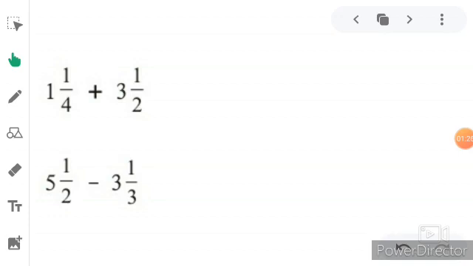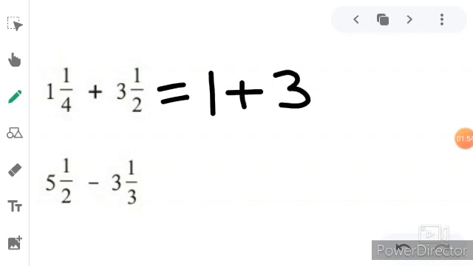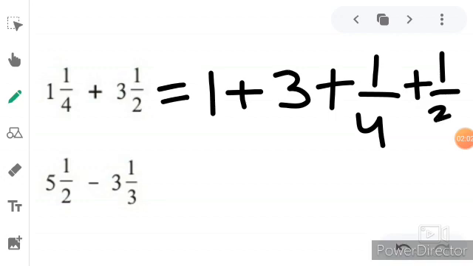Here are two examples. One is on the addition of mixed numbers and one is on the subtraction of mixed numbers. So let's start. Students, do you remember how we can solve the addition problem? First of all we will have to bring the whole numbers to one side, that is 1 plus 3. Then the fractional parts on another side, that is 1 upon 4 plus 1 upon 2.